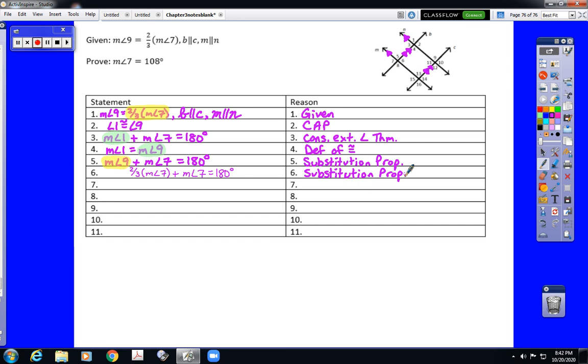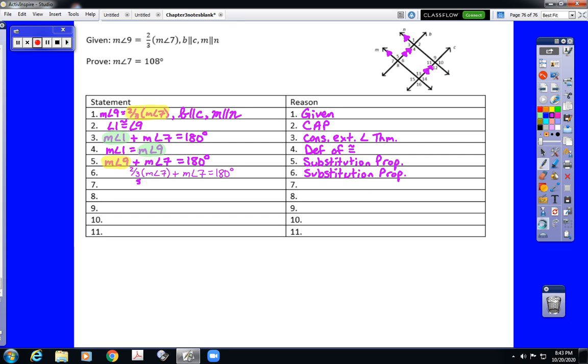Now this is where algebra proof takes over, because now what we're going to do is we're going to solve for the variable. If that said 2/3 x plus x, we would immediately know from algebra that we're supposed to add like terms. We're supposed to add 2/3 x and x together. So 2/3 measure of angle 7 plus 1 times the measure of angle 7, we would add 2/3 and 1. 2/3 plus 1 is 2/3 plus 3/3, which would be 5/3. So step 7, we combine the like terms to get 5/3.